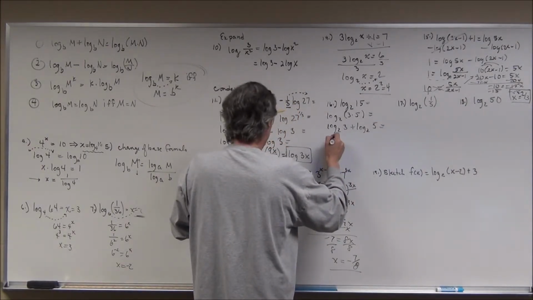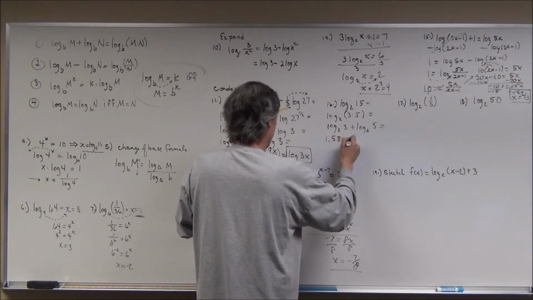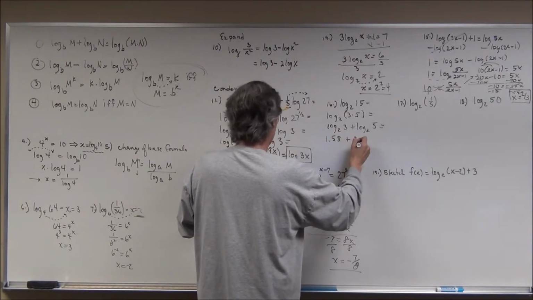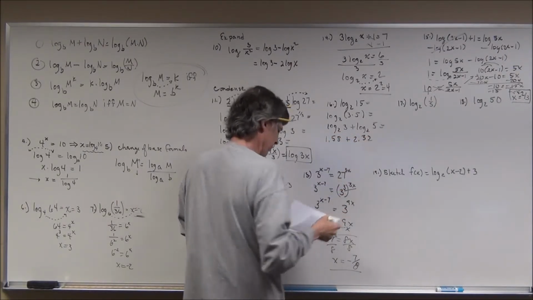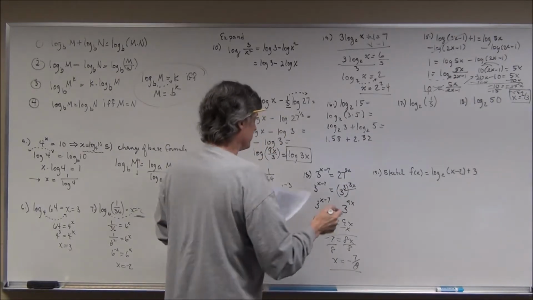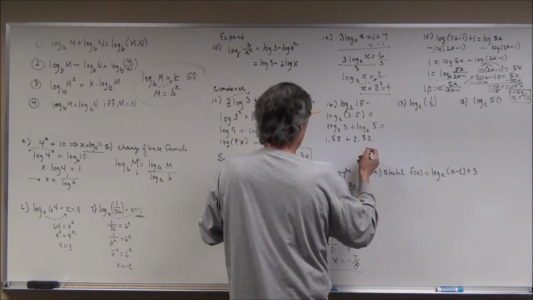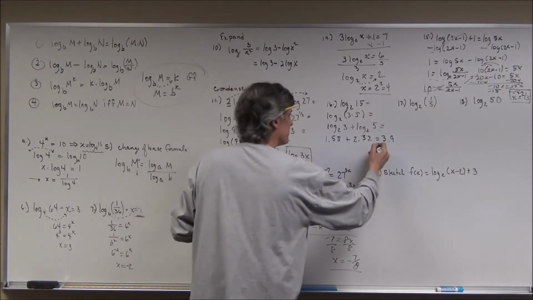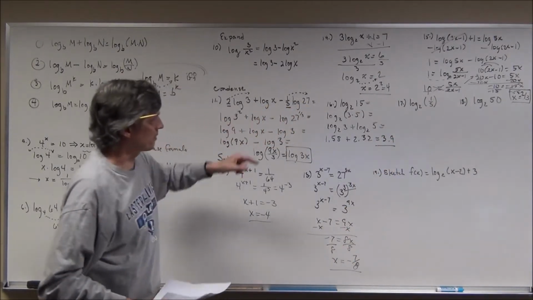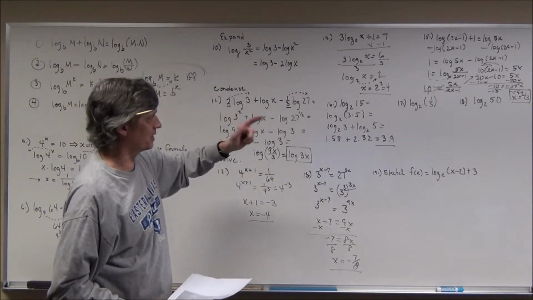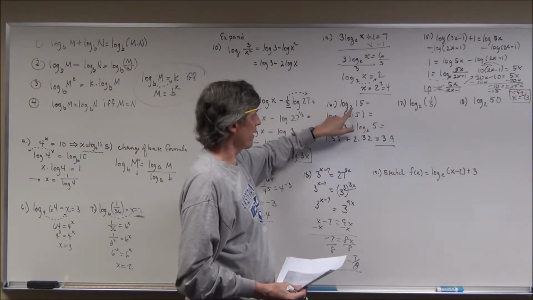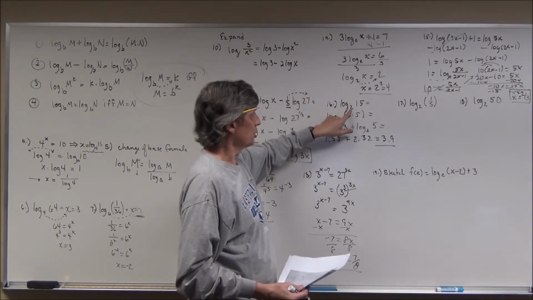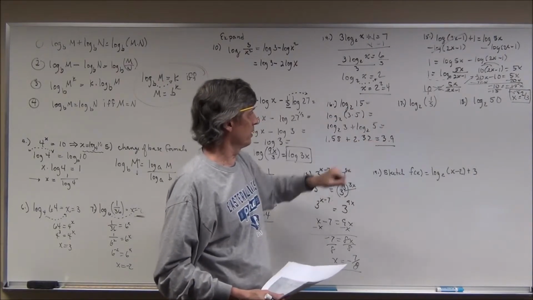This is 1.58 and this is 2.32 if I'm not mistaken. And that adds up to 3.90, or just 3.9. And that would be my approximation. That kind of makes sense. Now 2 to the 4th power is 16. So 2 to what power is 15? It'd have to be a little less than 4.